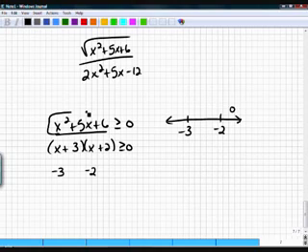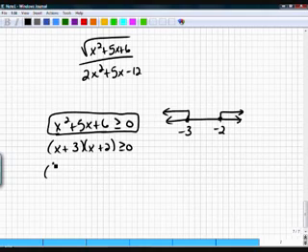Plug 0 into that. Does 0 give you a true statement? 6 is greater than or equal to 0. Is that true? Yes. So the intervals that are going to work will be this one and this one. And that is the things that x can be. So let's write that in interval notation. Including negative 3, and positive 3. Good job. That's the things that x can be.